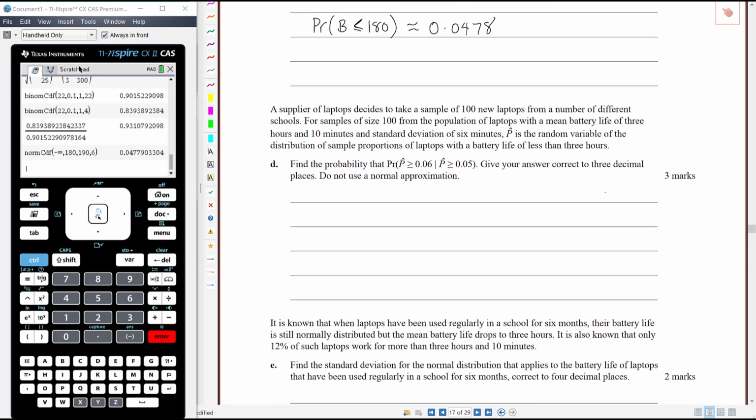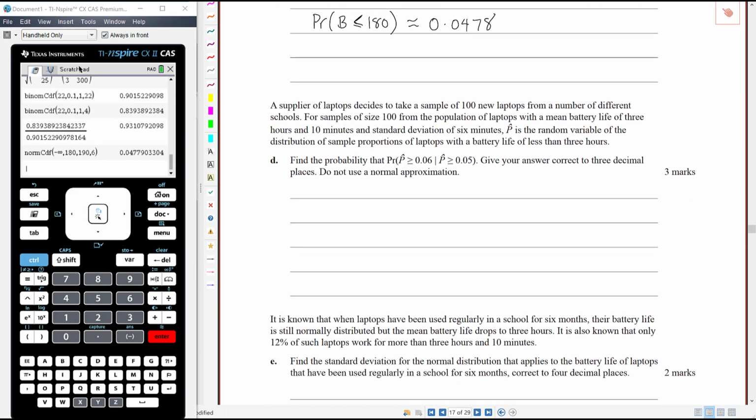Okay. A supplier of laptops decides to take a sample of 100 new laptops from a number of different schools. For samples of size 100 from the population of laptops with a mean battery life of 3 hours and 10 minutes and standard deviation of 6 minutes, p hat is the random variable of the distribution of sample proportions of laptops with a battery life of less than 3 hours.